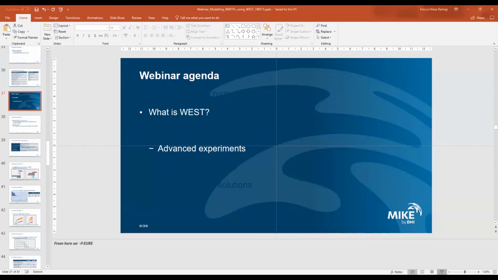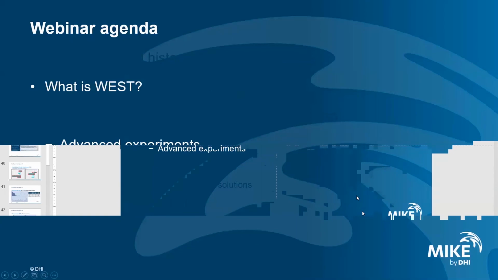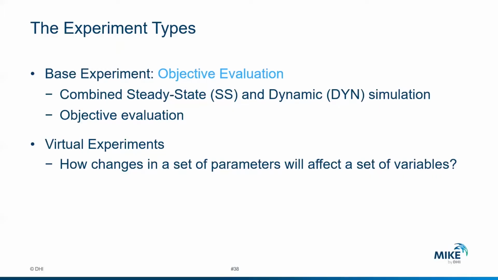Right, so what I am going to show you is what experiment types are included in WEST. What Fabio has shown you so far is the base experiment. It's called objective evaluation. You have seen the steady state and the dynamic simulation. There's a little bit more to the objective evaluation, and there is the possibility of defining in a completely free manner an objective, a cost function, that is computed with every simulation.